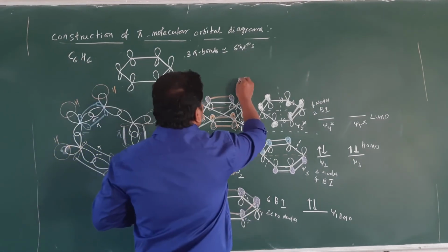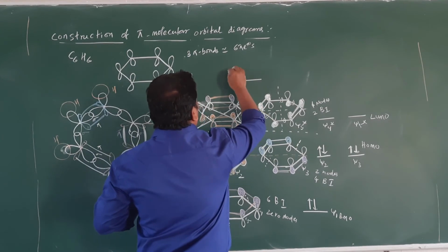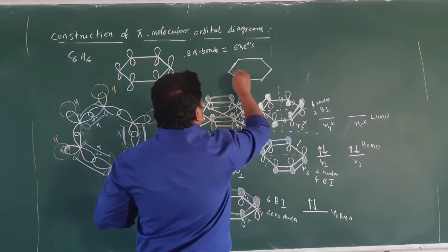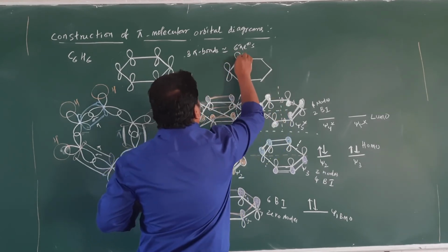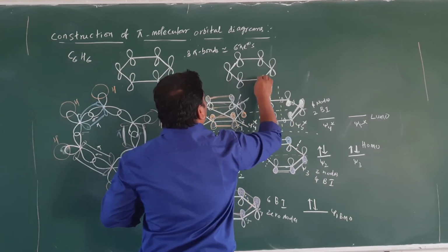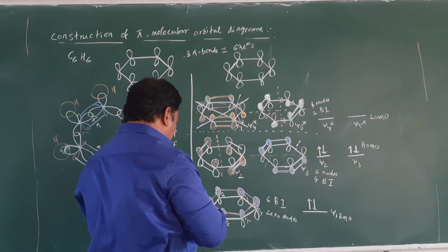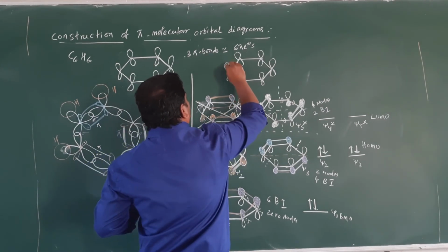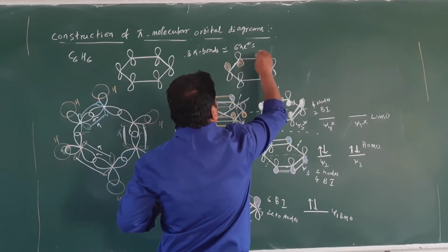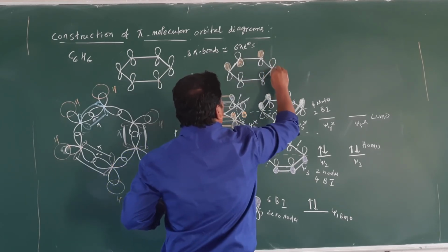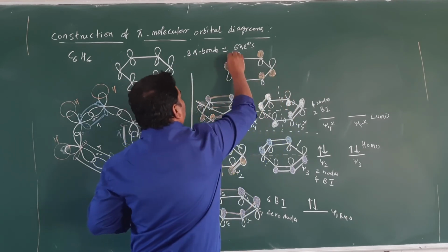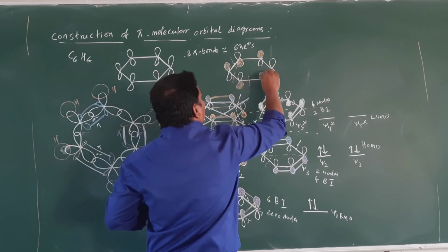So the last one is the psi star 6 molecular orbital, student. This is the higher energy molecular orbital. So this is 1, 2, 3, 4, 5, 6. What you do, student? One shaded, another unshaded. So one top, one bottom, then top, then bottom, top, and bottom. So here we have one node, 2, 3, 4, 5, 6.